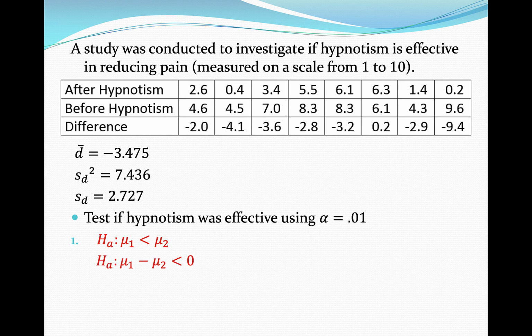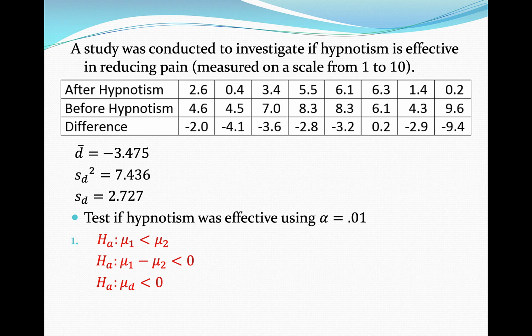Of course, we can manipulate this. If we subtract mu2 from both sides, we will end up with mu1 minus mu2 is less than 0. And we've already said that mu1 minus mu2 is mu sub d. So really, what we're going to end up testing in this hypothesis process is just a single parameter, mu sub d, and we're trying to prove that that is less than 0.